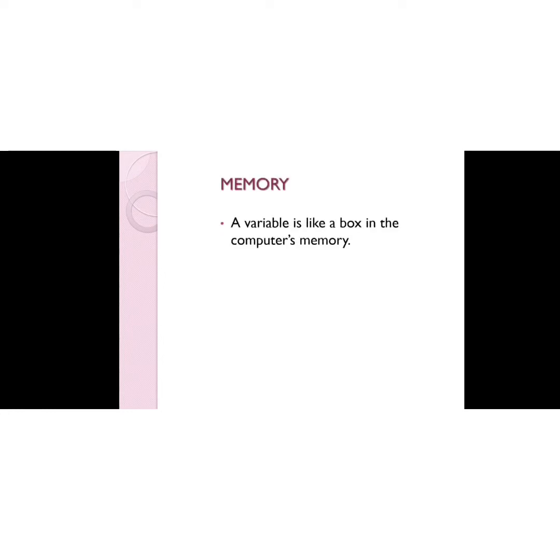Now let us have a look at the computer's memory. You can imagine that a variable is like a box in the computer's memory. So look at this table over here. Consider that this table is the memory of our computer. In this table, there is a box with some data called 5.7. We can also see a string hello and a number 23. These three are variables. They are containers in our memory where we can store some data.